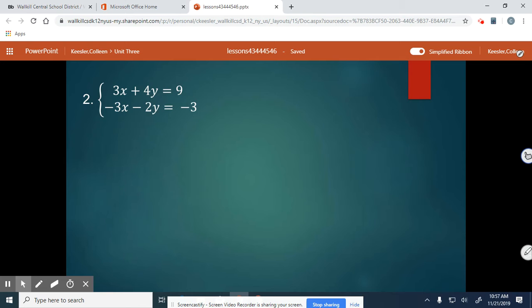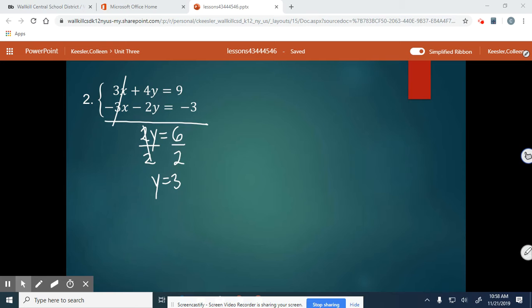Okay, jumping to number 2. Again, we're lucky here because we have 3x and negative 3x, so we can jump right into solving. So 3x minus 3x cancels out. 4y minus 2y gives me 2y equals 9 plus negative 3, so that's 9 minus 3, which is 6. Divide by 2, and y equals 3.